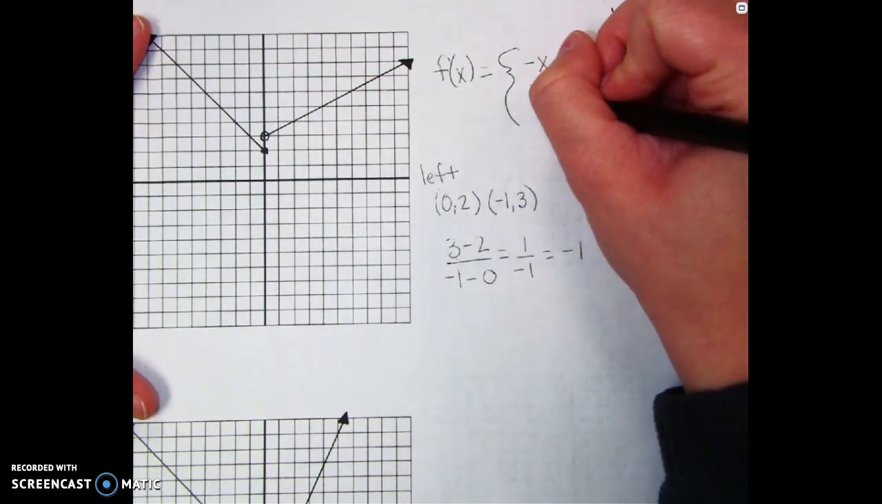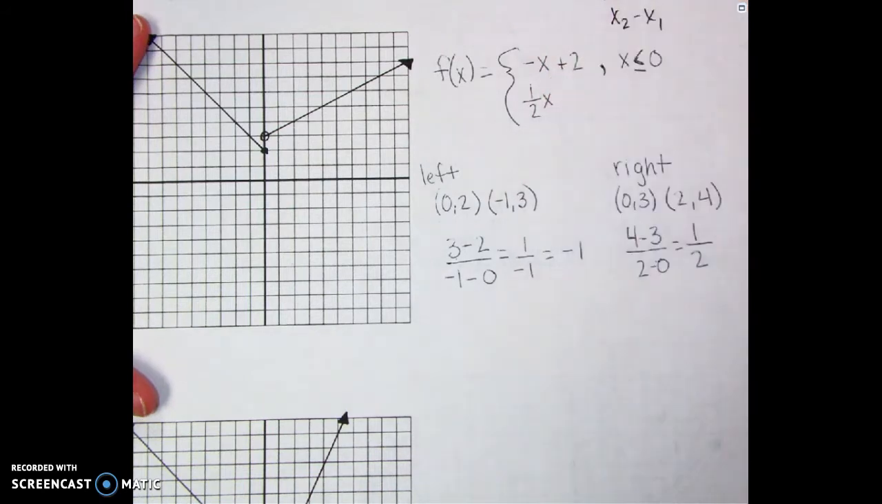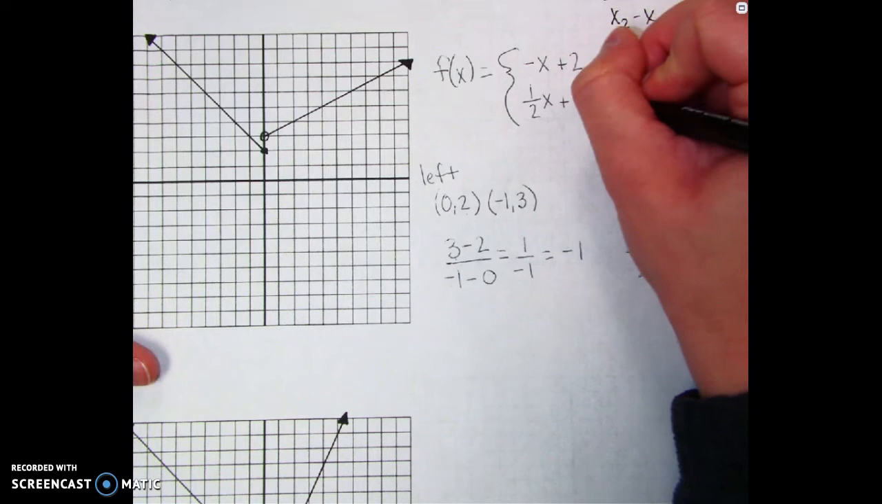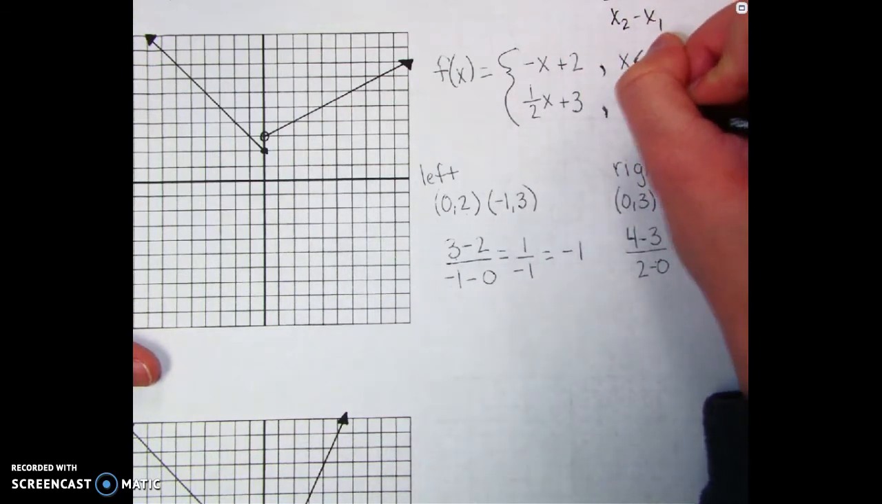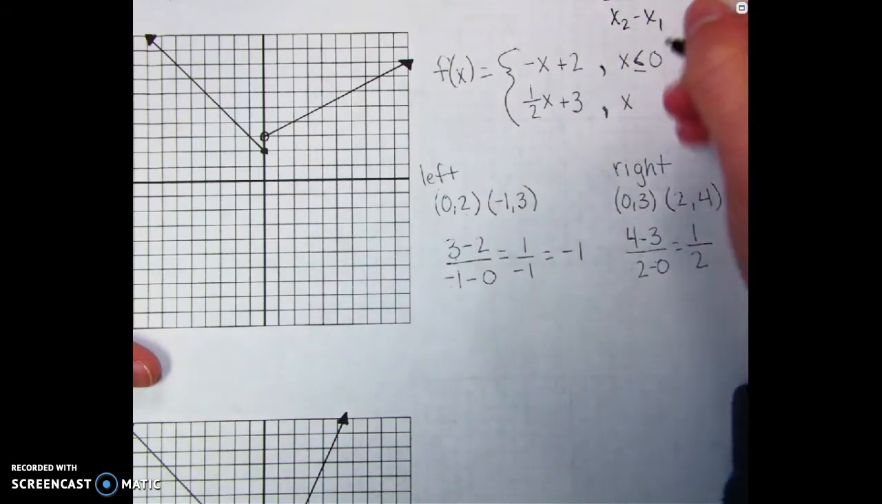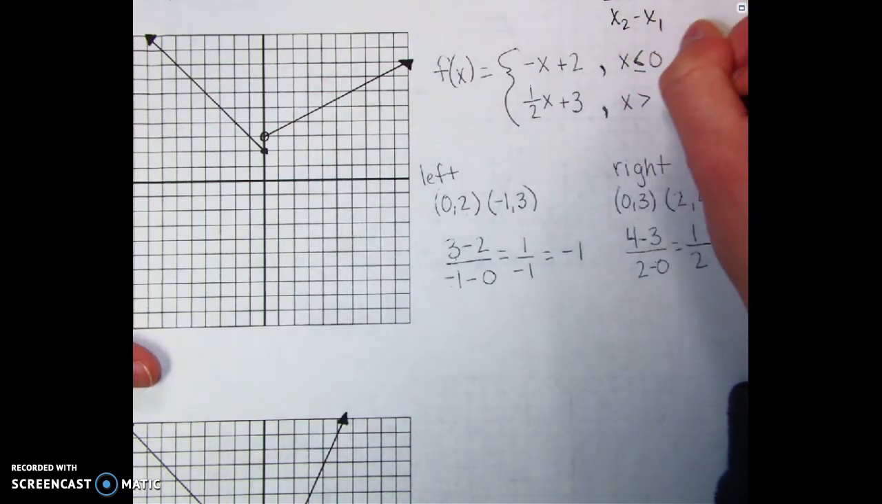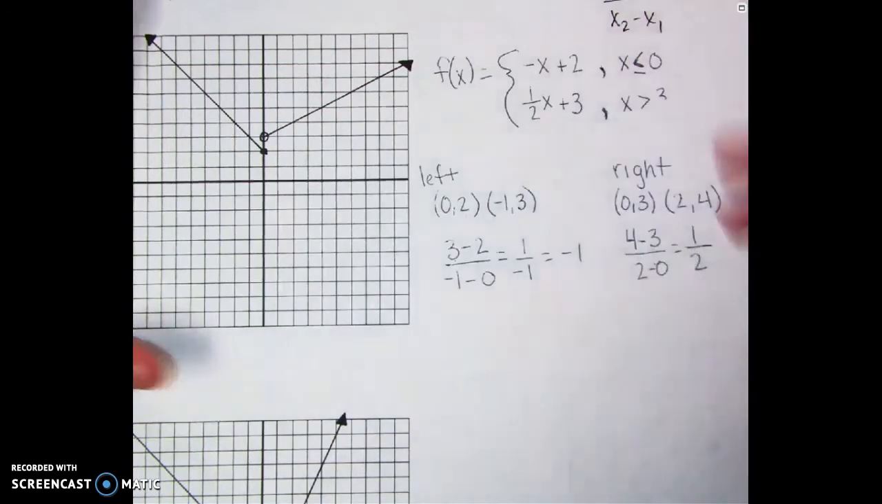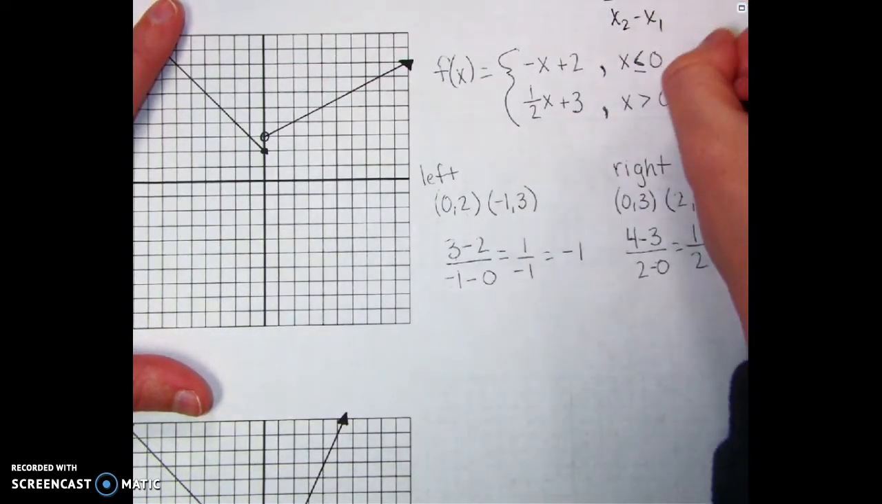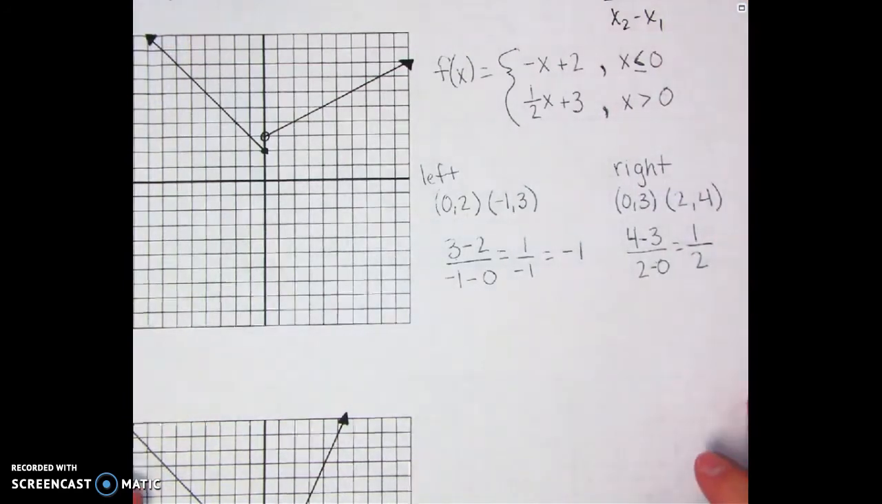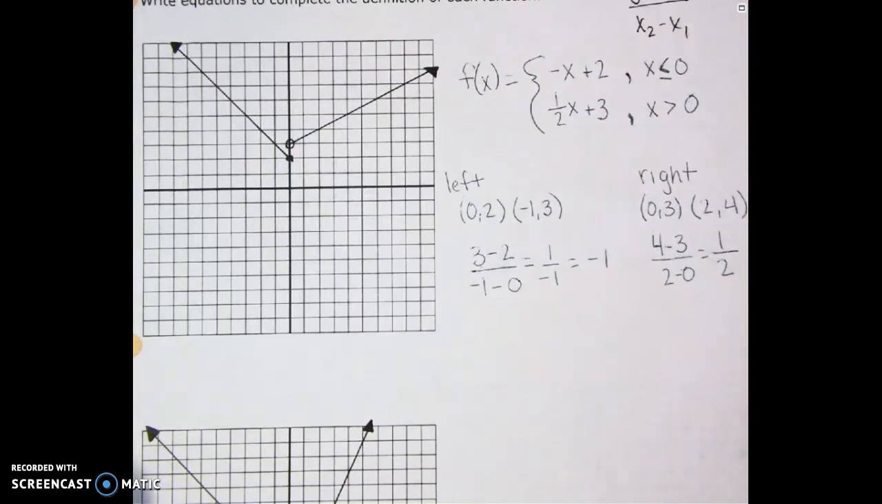So the second equation starts with 1/2 x. And what's the y-intercept? So that's plus 3. And then for the inequality, I'm going to have an x and greater than, what is that, 3? 0. Why did I go with 3? What am I thinking? Okay, so that is how you do it. Are you ready to try the second one on your own? Okay, go ahead and pause it.